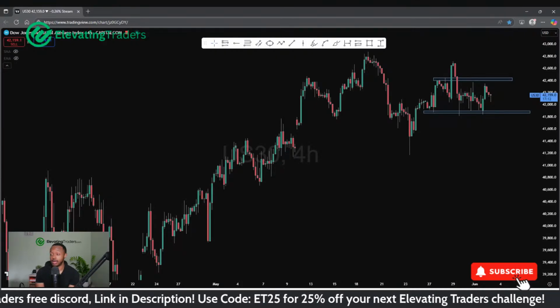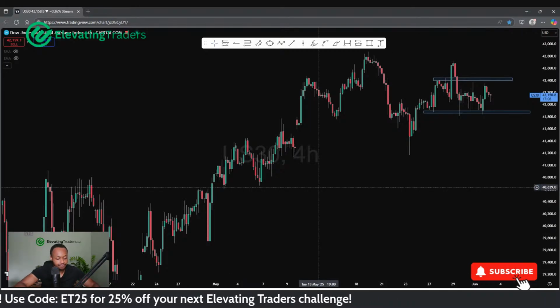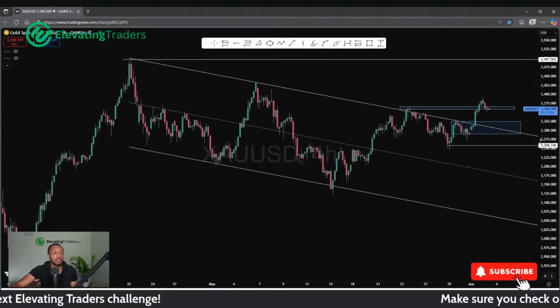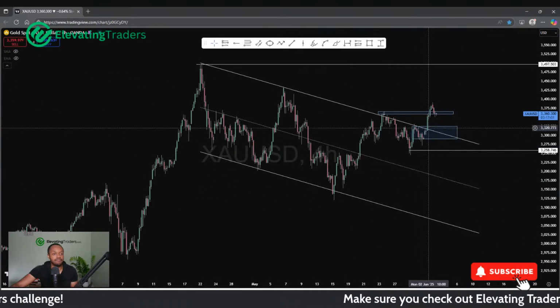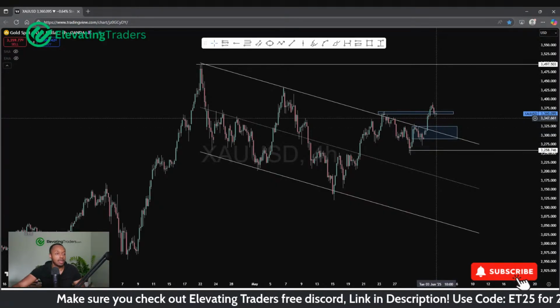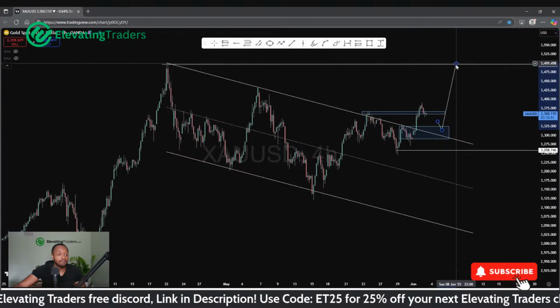But yeah, I still like gold to the upside. As long as we stay above that channel, it does keep me bullish for gold. As long as we stay above this channel and respecting this zone here, I stay bullish. Break back inside the channel, I back away from gold. But yeah, my expectation is still a swing back to 3,500.